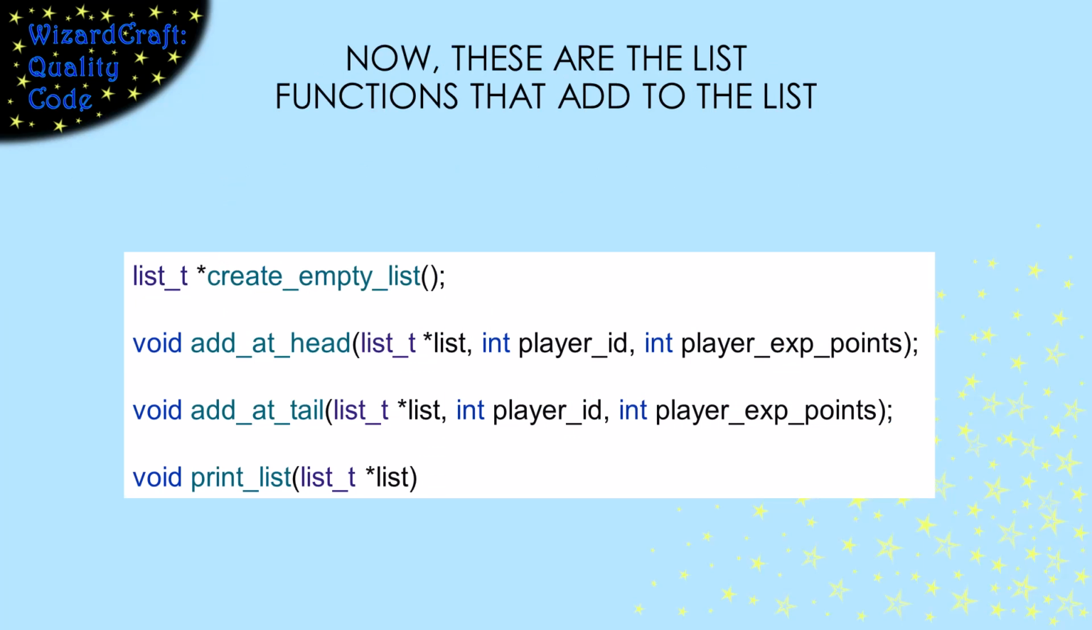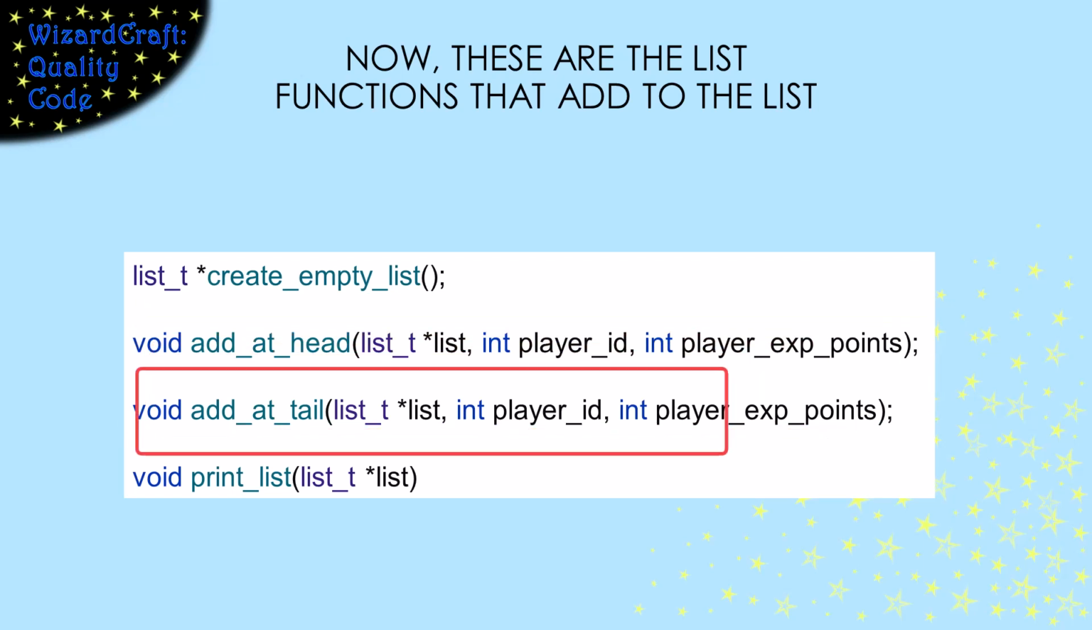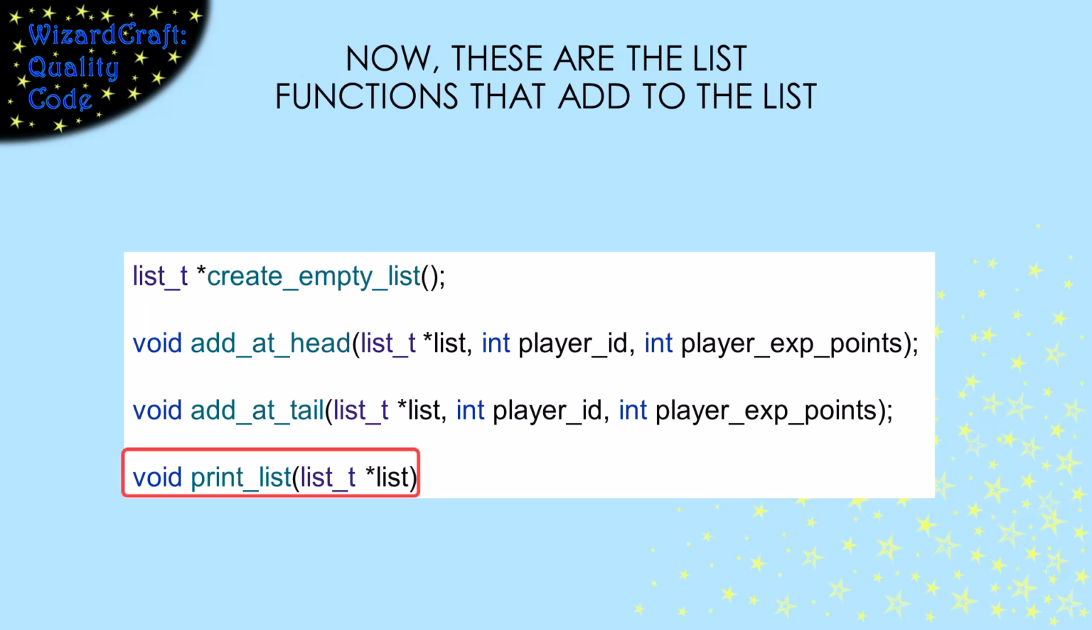This is how the standard data structure operations that we're talking about in this video get implemented in C. Create empty list returns a pointer to a list_t struct. The two functions that add new data to the list get passed a pointer to the list that should be updated and the data that should go in the new node. And print list just gets passed a pointer to the list struct for the list that it should print. Let's look at each of these more carefully.